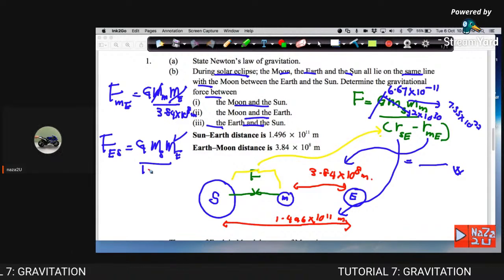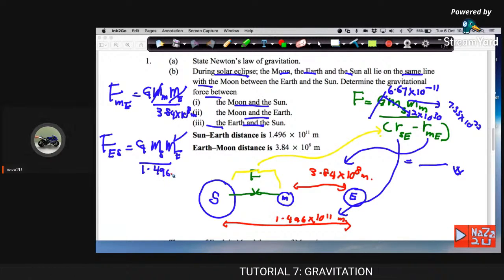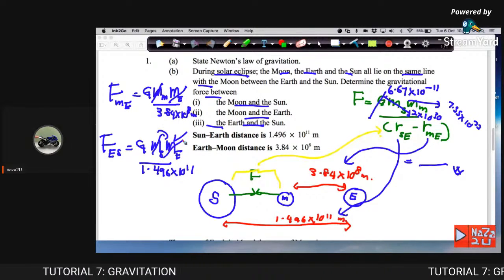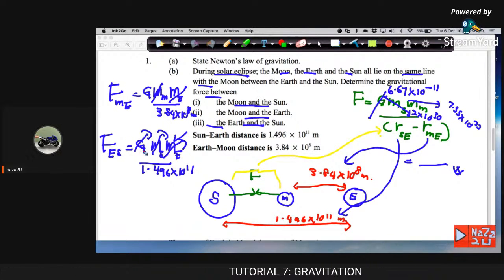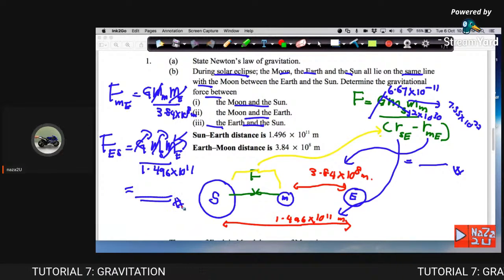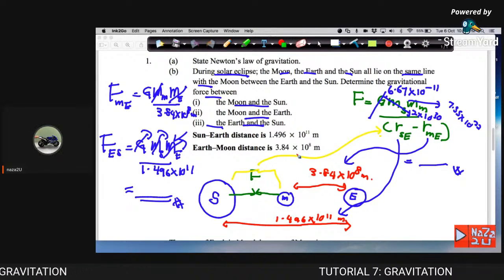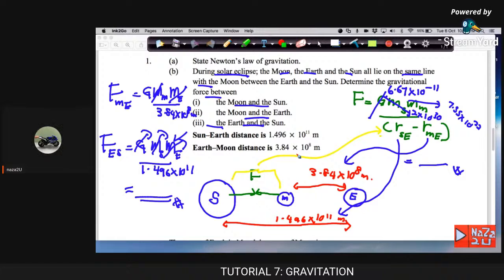So we have 1.496 exponent 11. So gantikan nilai mass of the sun, mass of the earth and gravitational universal G. Jadi kamu kira sini lah. So akan dapat jawapan. Right? Ini kamu boleh kira sendiri. Just saya bagi idea sahaja. So finish question number 1.